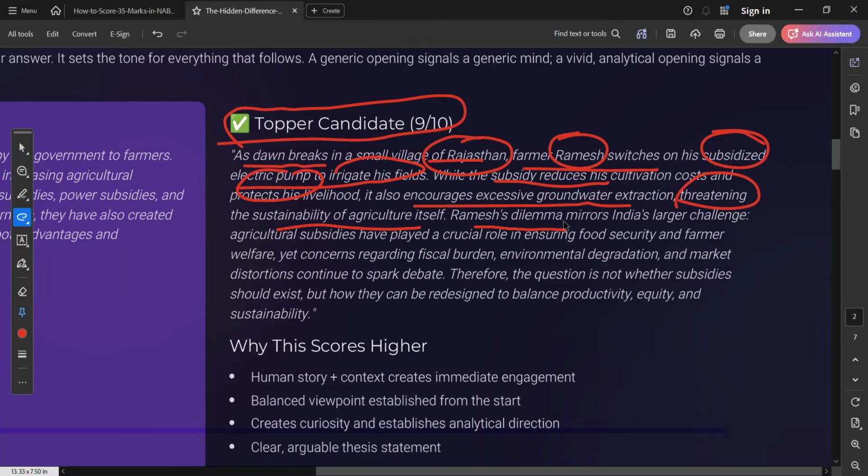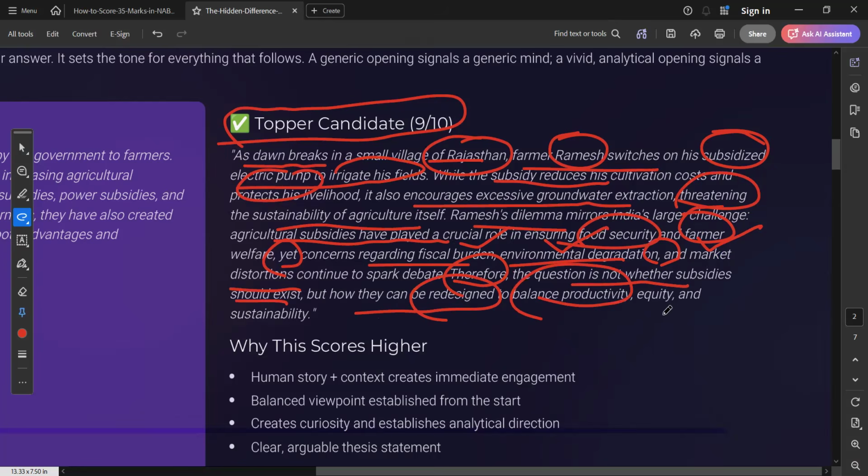Ramesh's dilemma mirrors India's larger challenge. Agricultural subsidies have played a crucial role in ensuring food security and farmer welfare, yet concerns regarding fiscal burden, environmental degradation, and market distortion contribute. See, rule of three: fiscal burden, environmental degradation, and market distortion. Therefore, the question is not whether subsidies should exist, but how they can be redesigned to balance productivity, equity, and sustainability. Again, rule of three: productivity, equity, and sustainability.